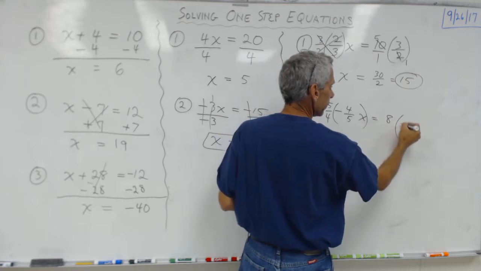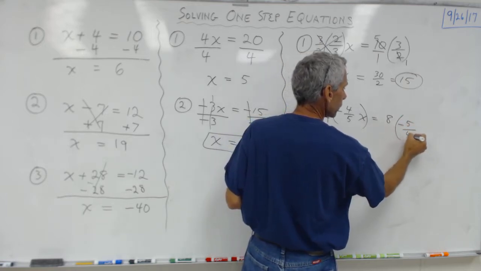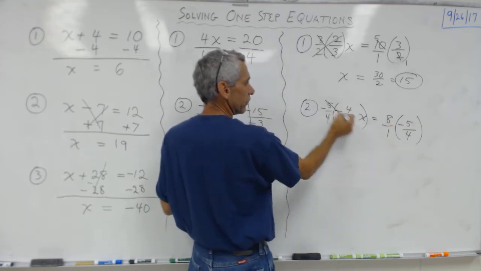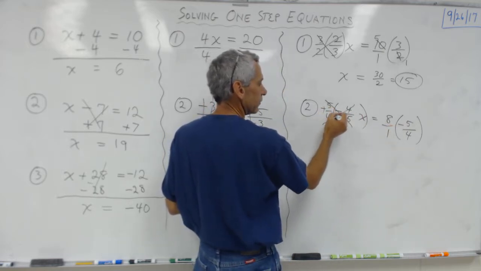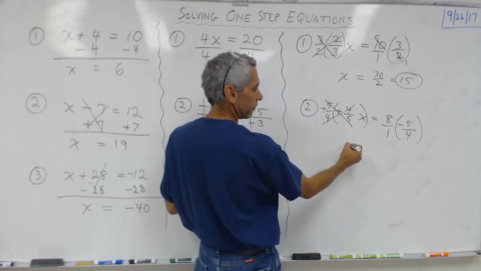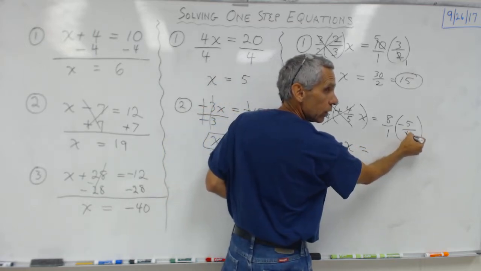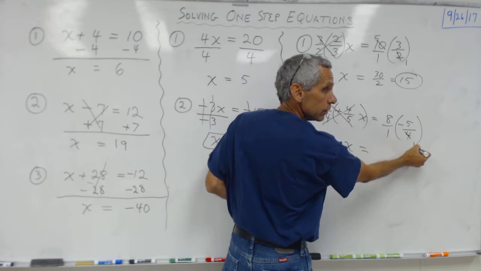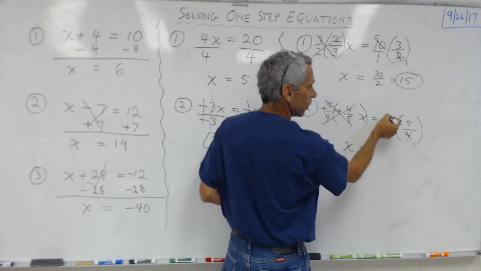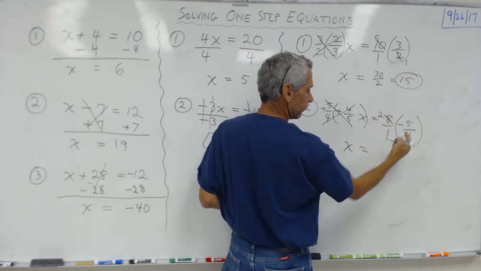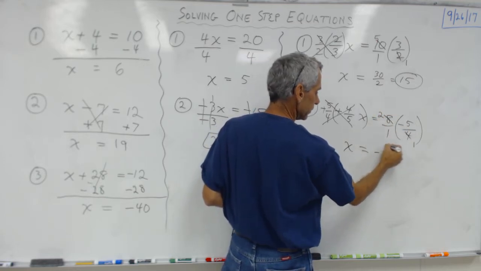And then times negative 5/4. And that's 8 over 1, right? So the 5's cross out, the 4's cross out, the negative times the negative becomes a positive. All I have left is x here. And then 4 goes into 4 once downstairs, and upstairs 4 goes into 8 twice. So my answer is 2 times negative 5, which is negative 10.